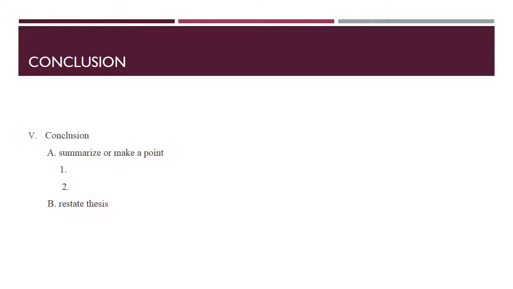The conclusion of the outline will summarize what you have said or make a point. The more information you put here, the better your conclusion will be. You must also restate your thesis in the conclusion. You can state it verbatim or give the essence of the thesis. Notice that throughout this outline there is only one complete sentence, the thesis.